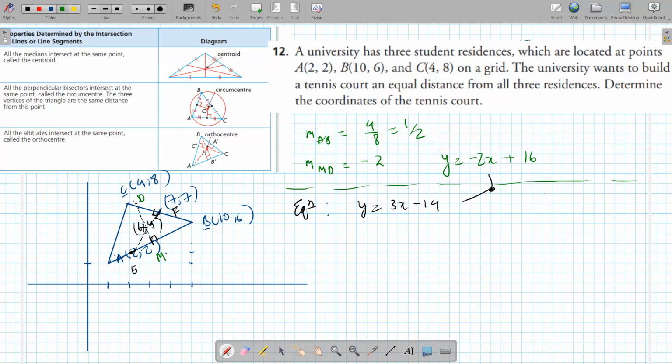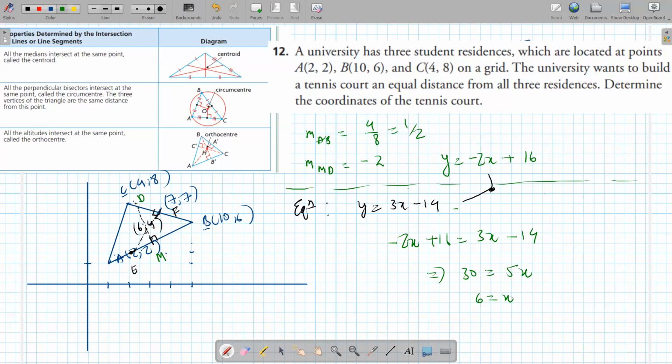It'll give you the point which is equidistant from all three lines. So we're just going to set them equal to each other. So -2x plus 16 is equal to 3x minus 14. This will be 30, this will be 5x on the other side. x is going to be 6.